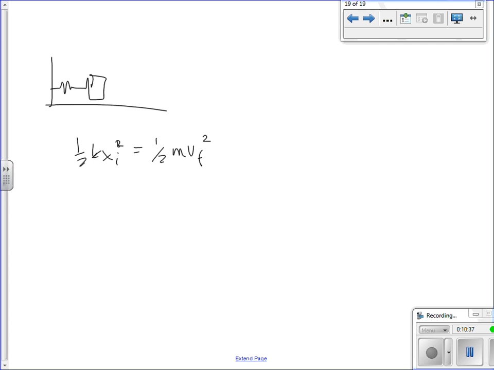Well, it's the other way around. This is final. This is initial. The bullet shot into the spring. Fair enough? So what was V? V was the square root of kx squared over m. Oh yeah, so we can take out the x.